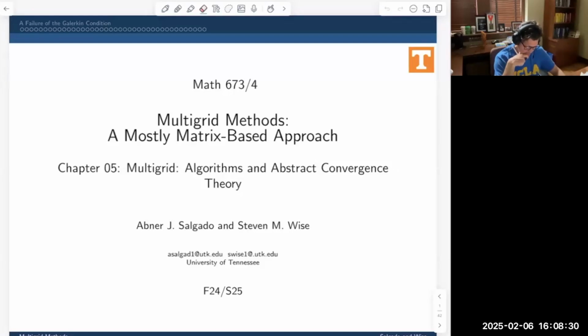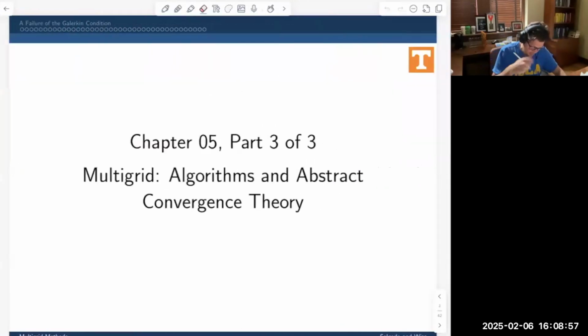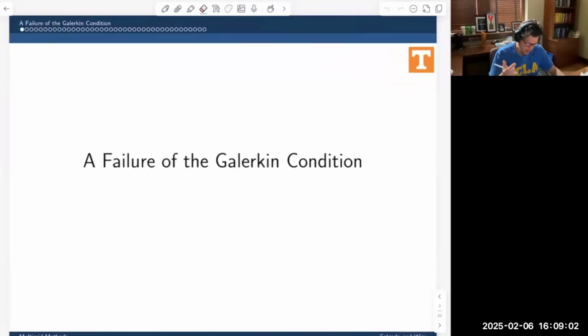So we're again in Chapter 5 and specifically in Section 5.9, and we're talking about what happens when the standard Galerkin condition fails. So I want to start from the beginning. I'm not going to go through all the details that we went over last time. We're just going to look at them at a very high level so that we're back on the same page, and then I'm hoping to finish up this section and the chapter today. So again, we're talking about what happens when the Galerkin condition fails.